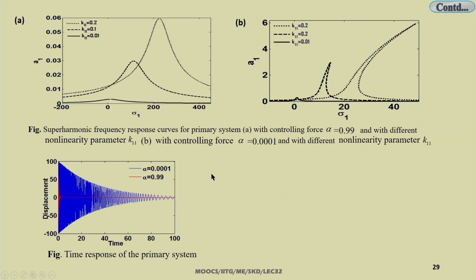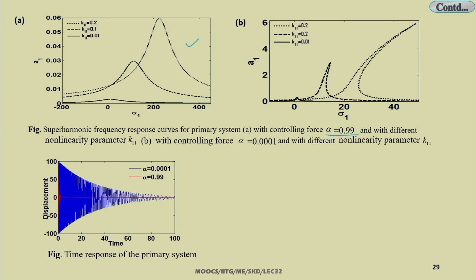Here you can see the frequency responses for different values of k 11. We have taken a subharmonic resonance condition also. This is the frequency response curve for the primary system in the subharmonic case. Previously we have seen the primary resonance case, and this is the subharmonic resonance case.